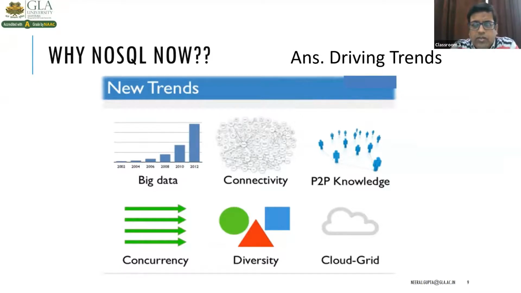The second point is connectivity, that is social networking, person to person knowledge, right? Concurrency, diversity, cloud, grid. These are the new trends, and in these new trends, we are not able to use the relational database model. So the relational database model is lagging for the current trend. Is this clear? Yes, sir.